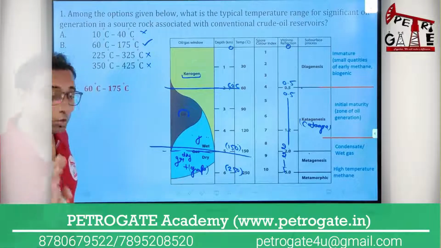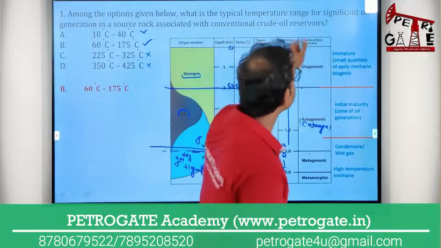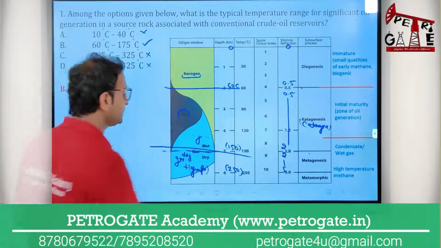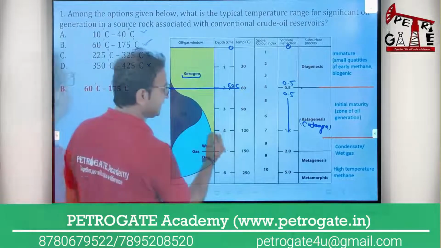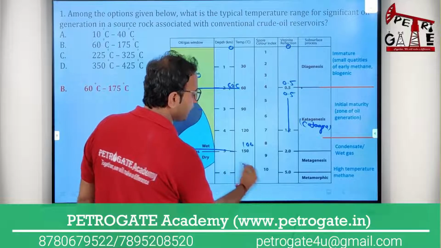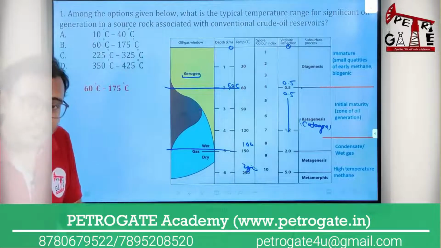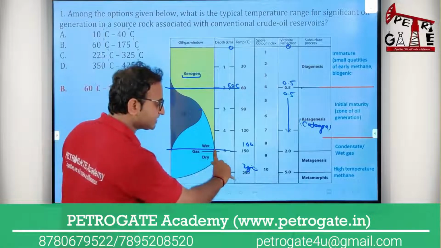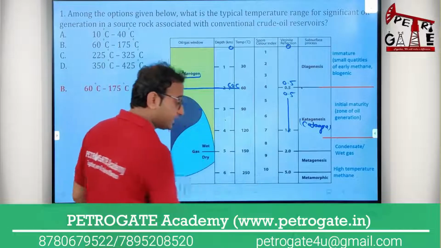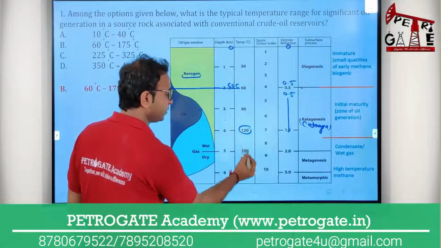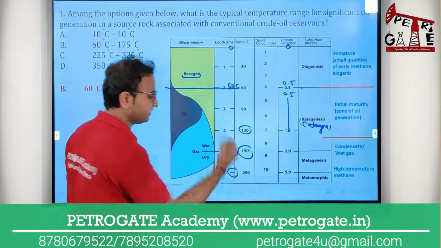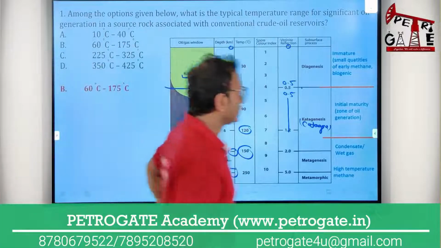If the question is changed, what about the gas generation in source rock, what is the gas generation temperature range? Then your answer will vary. Gas generation temperature will be like 160 to 250. So you must see which gas he is asking, dry gas range or wet gas range. If he is asking for wet gas, the range will be from this point to approximately this point, and if he is asking for dry gas, the range will be this. So I think you got it, no problem. This is a very simple question.